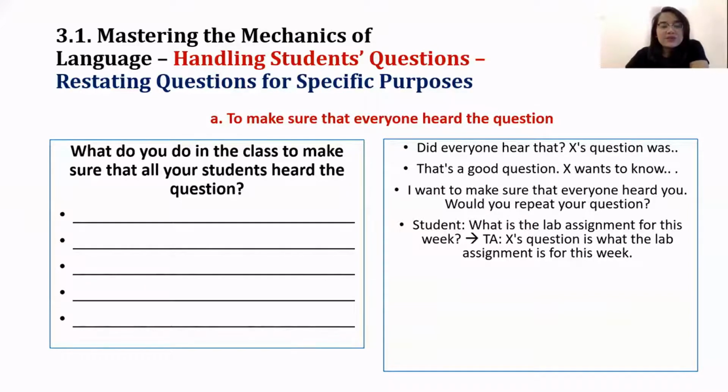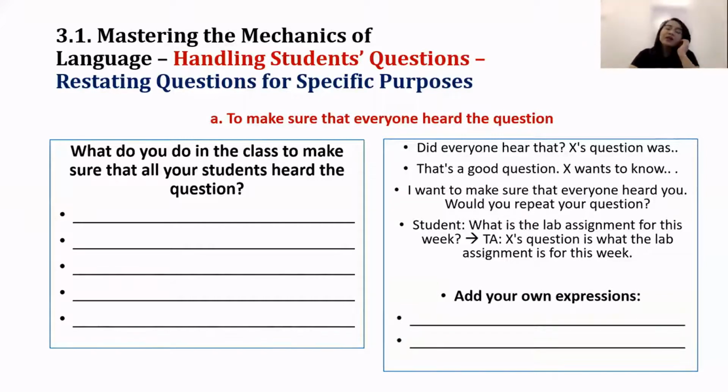For example, this one. What is the lab assignment for this week? And you as a teacher said, the question is what the lab assignment is for this week. Yes, restating. Now, how about you? Can you add your own expressions to make sure that everyone heard the question just asked? Write it down there whenever you're ready.